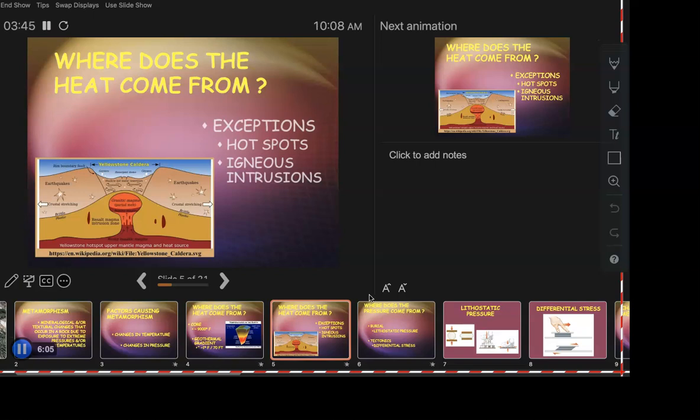So that is an example of hot spots, igneous intrusions. A couple examples of the hot coming up closer in the mantle. There was a question the other day about Yellowstone. This happens just coincidentally to be a little picture about what's going on there.